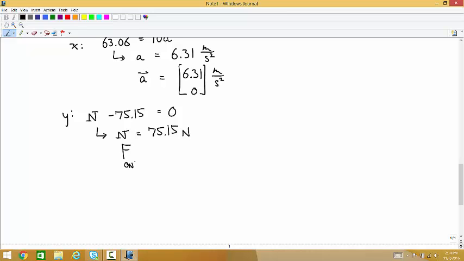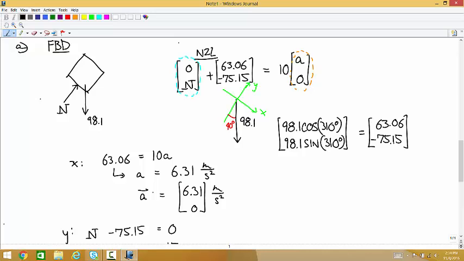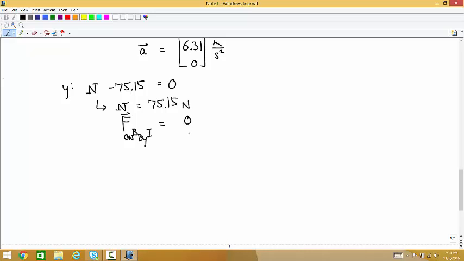I'll write it as the force on the box by the incline. Plug 75 into this vector, and you get 0, 75.15. Yes? So the question is, in the previous examples, you said that n is always positive. So if we get n as a negative, it means that we did something wrong. That's right.